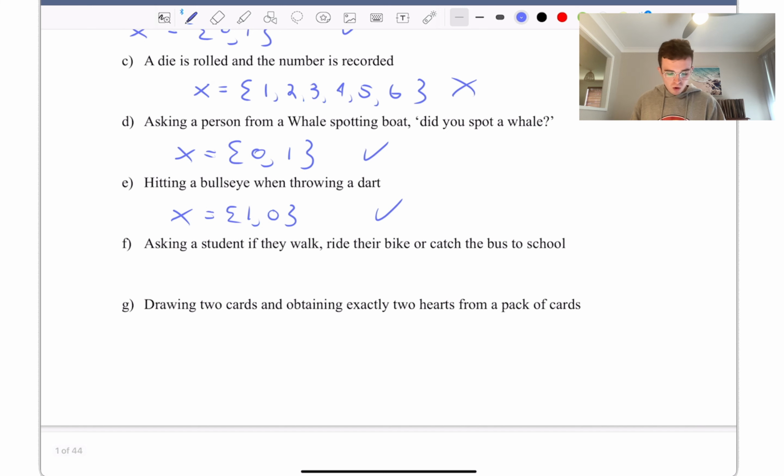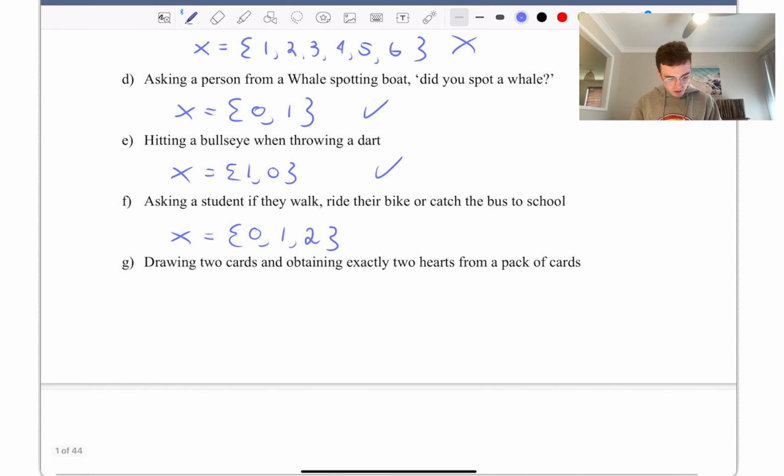Asking a student whether they walk, ride a bike, or catch a bus to school. Well, this is going to be the set of three options, where 0 is walk, ride a bike is 1, and 2, not 3, is catch a bus. And part G is drawing two cards and obtaining exactly 2 hearts from the pack of cards.